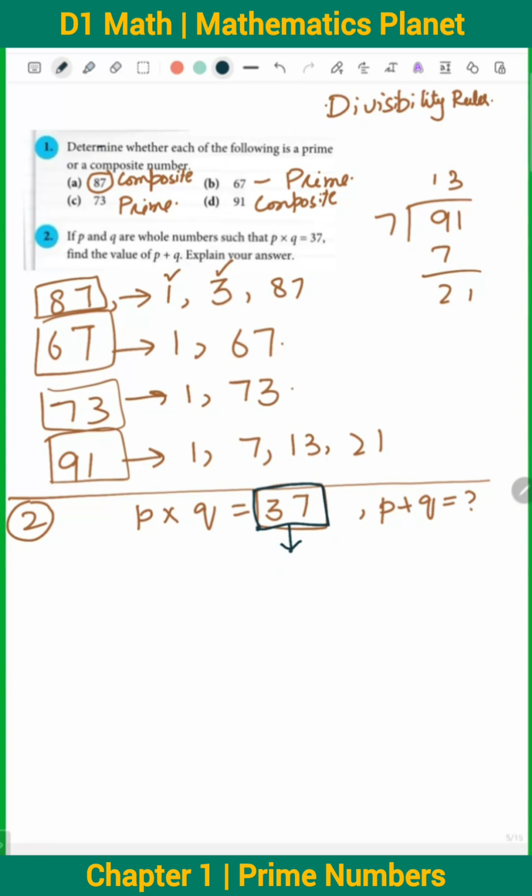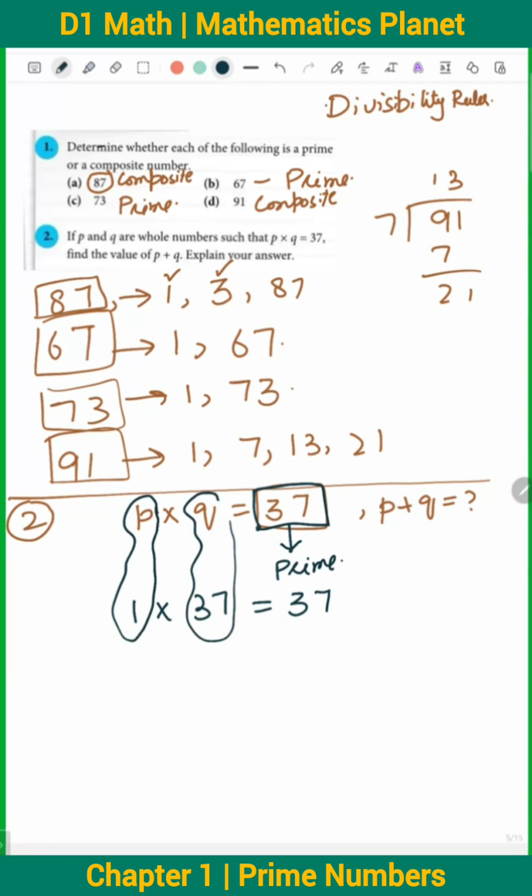Fatma, Rahman, Zain, please participate. Is it a prime number or a composite number? Prime number. Very good. If it is a prime number, it has only two factors. It is a product of two factors: 1 and 37, which is equal to 37. So the value of P is 1 and the value of Q is 37.